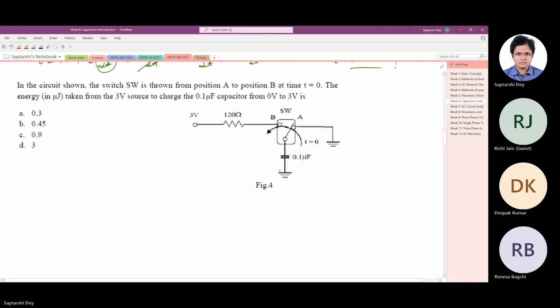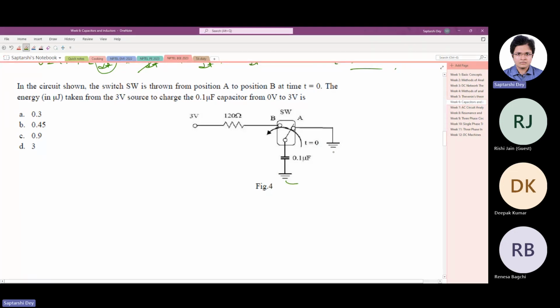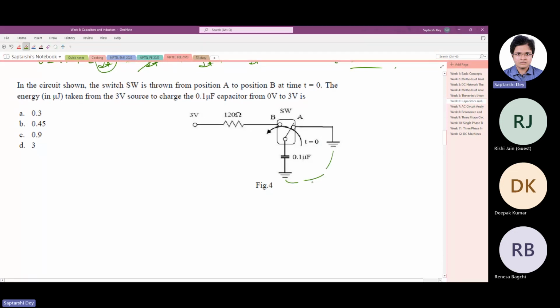All right. So there is a circuit here. There is a switch, and the switch is thrown from position A to position B at time t equals 0. The energy taken from the 3-volt source to charge the capacitor is how much? Now, let us look at the situation before t equals 0, how the circuit would look like. The capacitor is shorted, as you can see. This is a ground and this is a ground. So basically the capacitor was shorted.